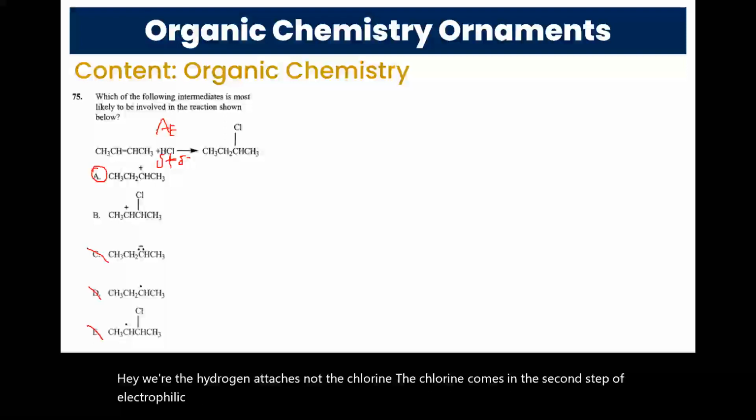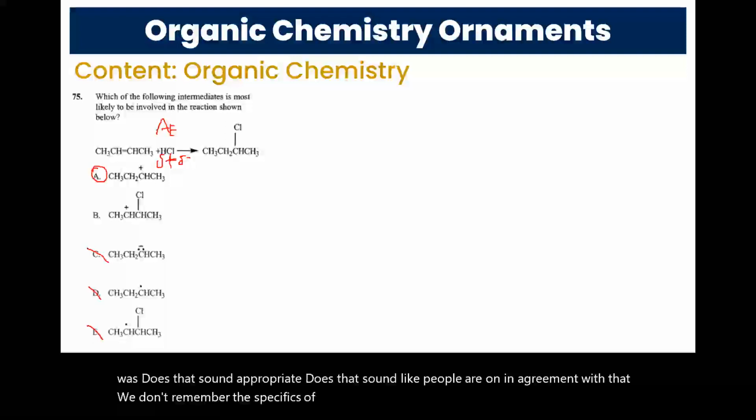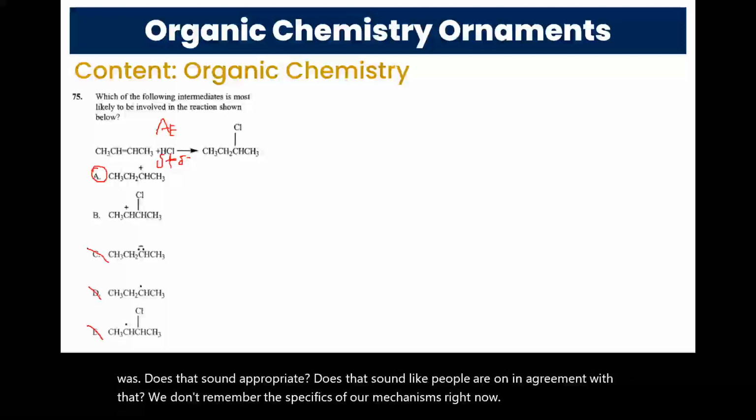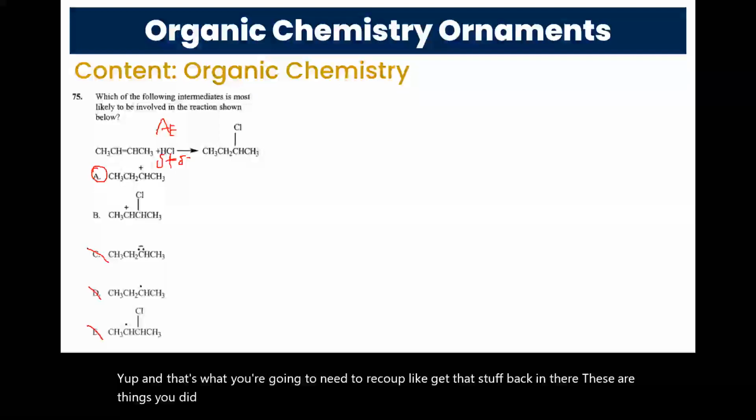So again, what it sounds like is we've forgotten our mechanisms. Does that sound appropriate? Does that sound like people are in agreement with that? We don't remember the specifics of our mechanisms right now? Yep, and that's what you're going to need to recoup, to get that stuff back in there. These are things you did once know when you took organic chemistry, and so it's just going to take going back and reviewing it to get that back in there.